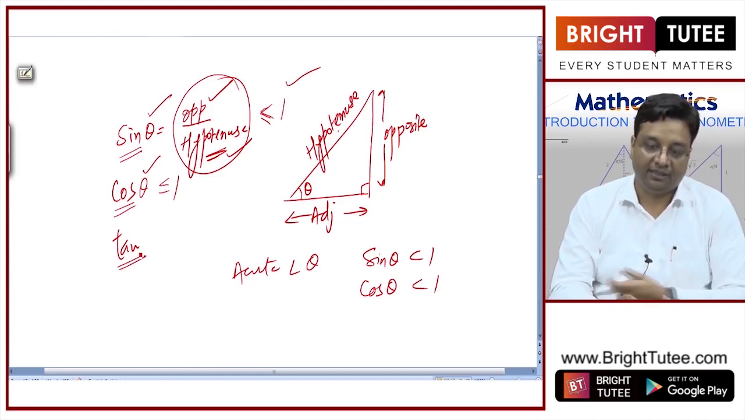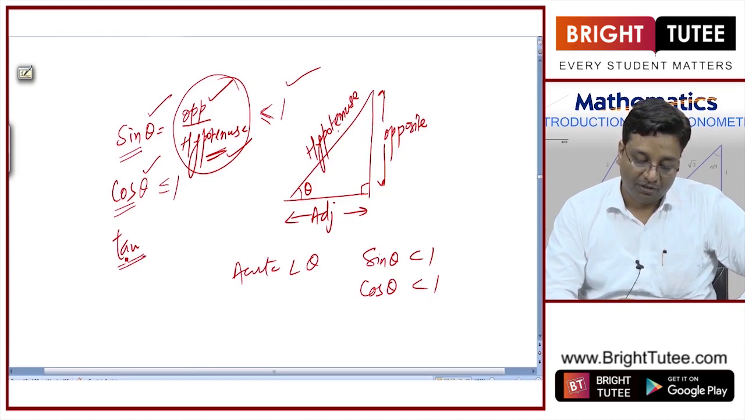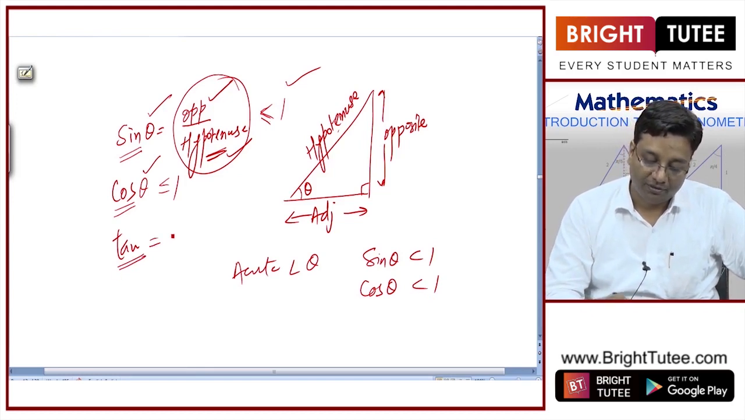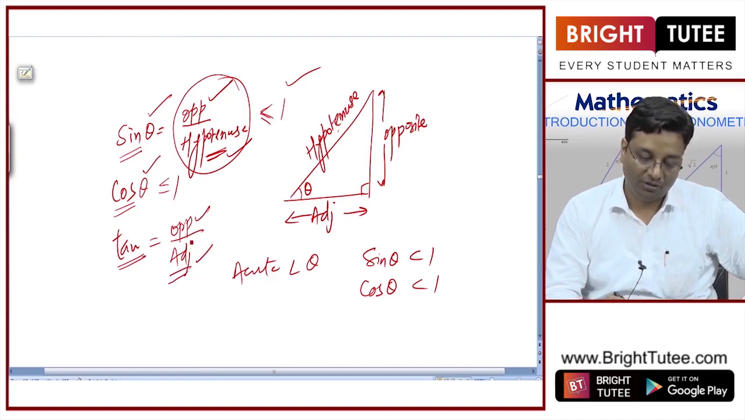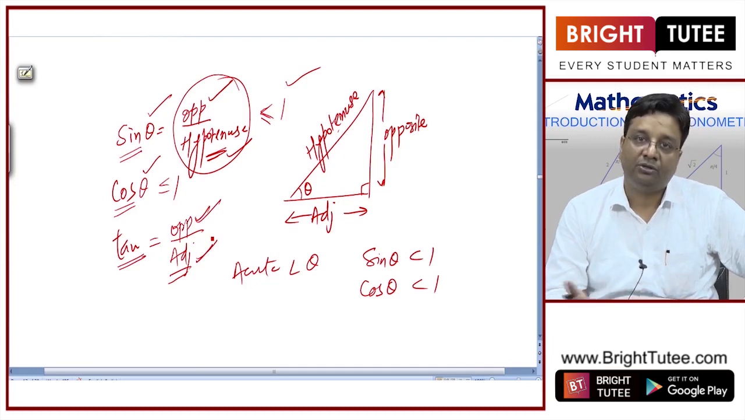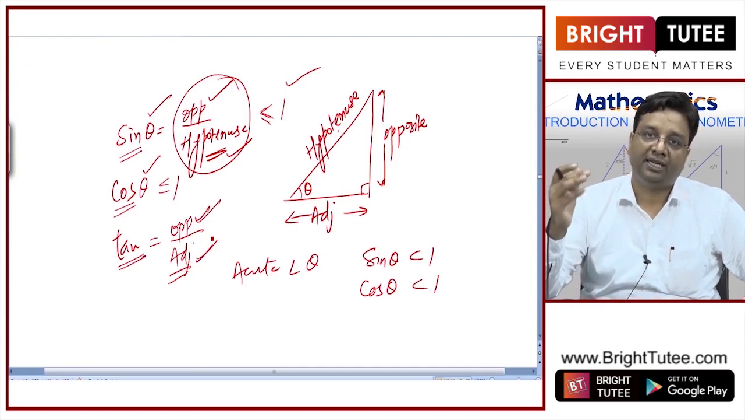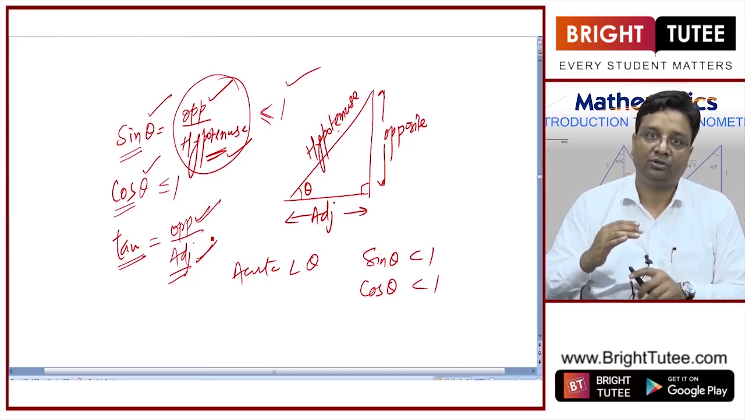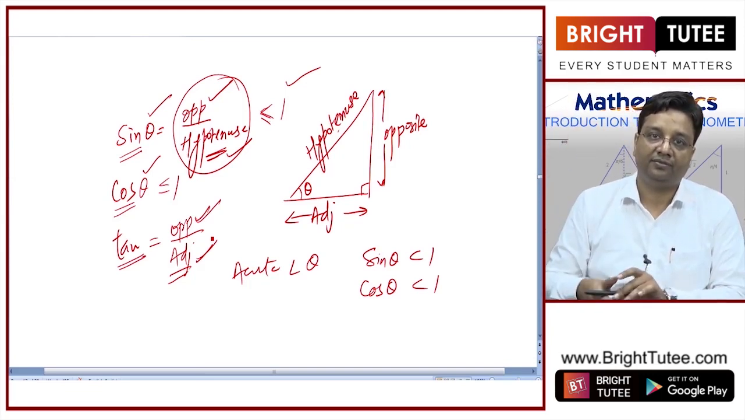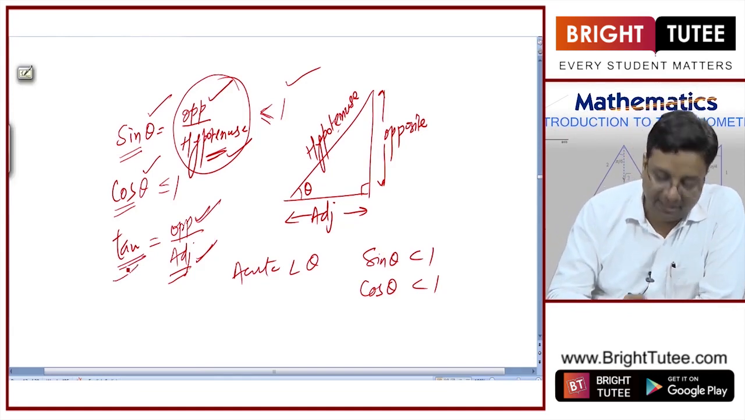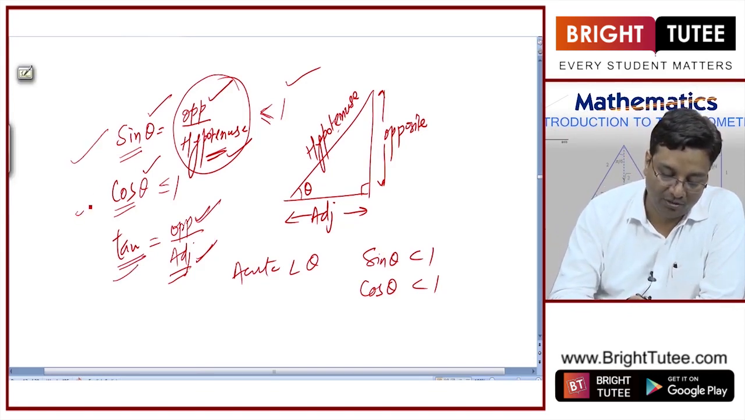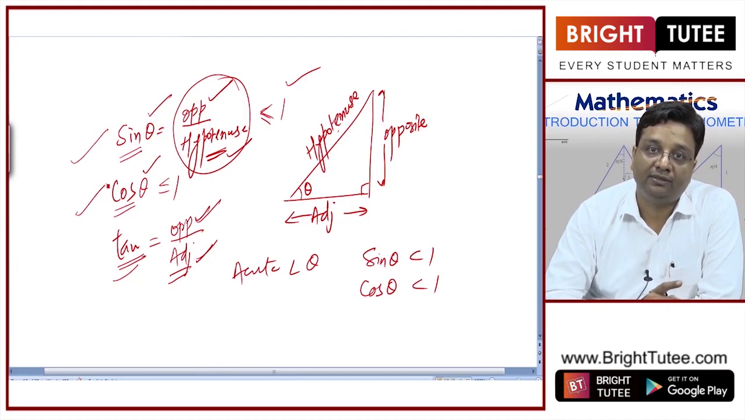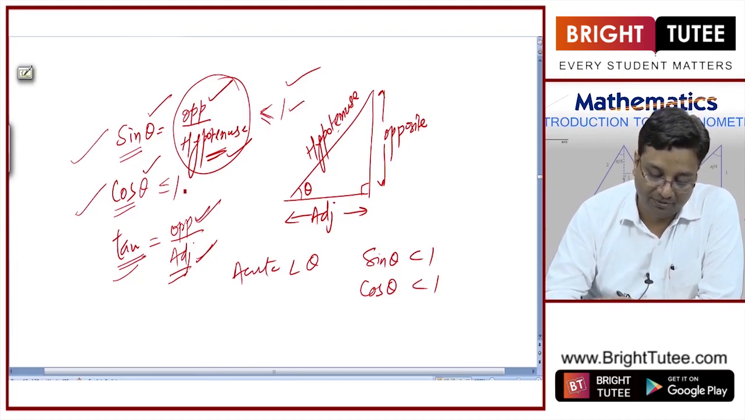Tan can be anything, tan can take any value, because tan is what? TOA, opposite upon adjacent, right? So there is no hypotenuse here. These can take any values, right? Opposite can be of any length, and adjacent can be very small. So tan can reach up to infinity. Okay. So tan can take any values, but sine and cos for acute angles will never achieve 1.